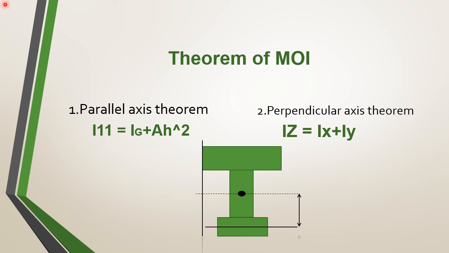Therefore, for finding the moment of inertia about axes other than the centroidal axis, that is parallel to the centroidal axis and perpendicular to the centroidal axis, we use the parallel axis theorem and the perpendicular axis theorem and find the moment of inertia by using these two formulas.